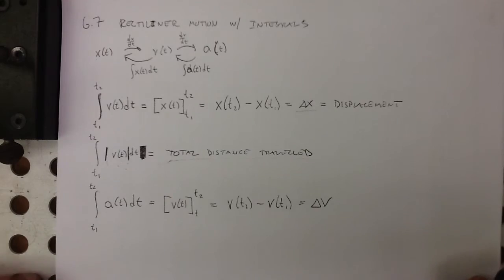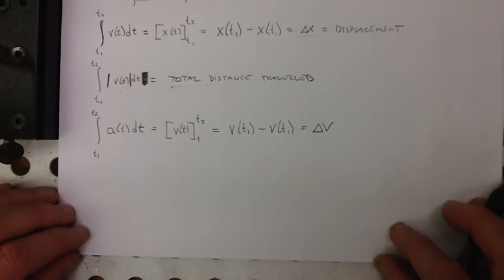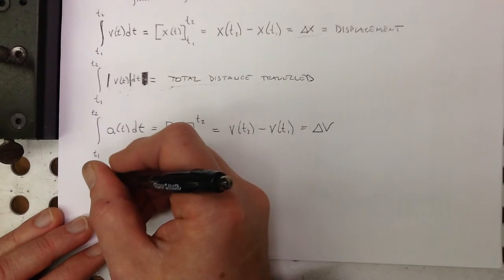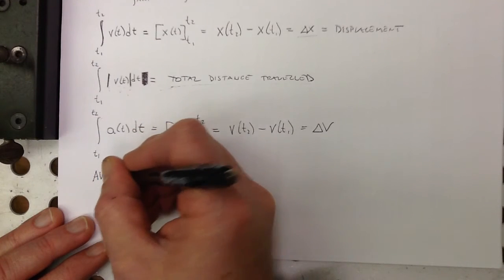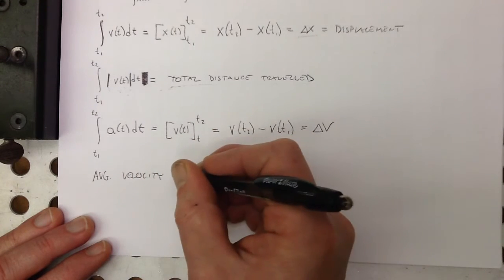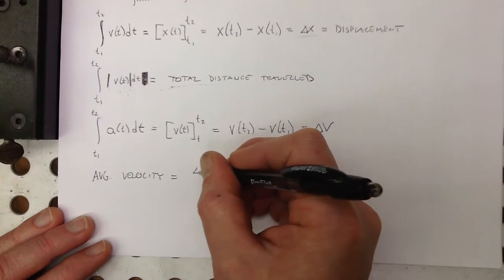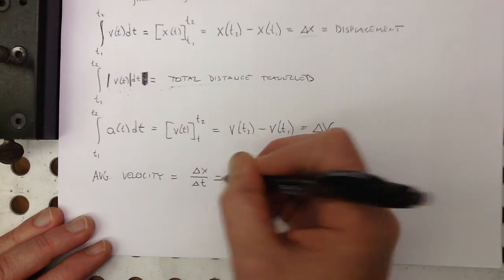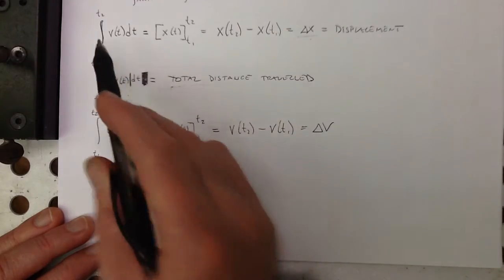Right, so given those three things, we just also want to notice that if you wanted to find the average velocity, it is change in position over change in time. And now we have a way of defining that with an integral.